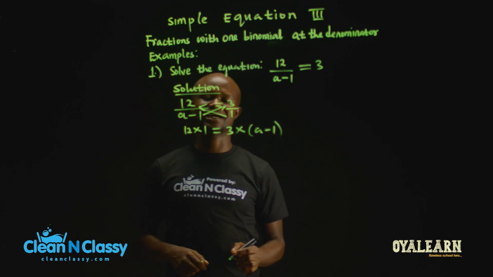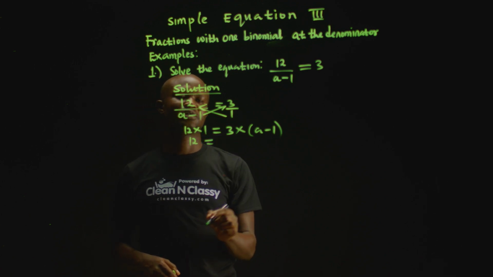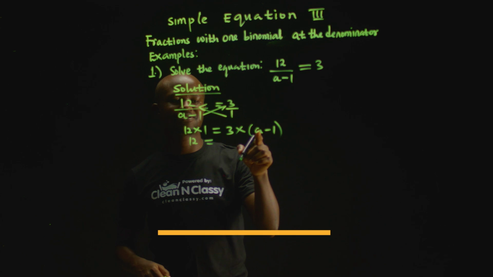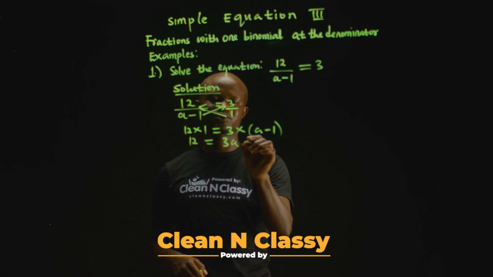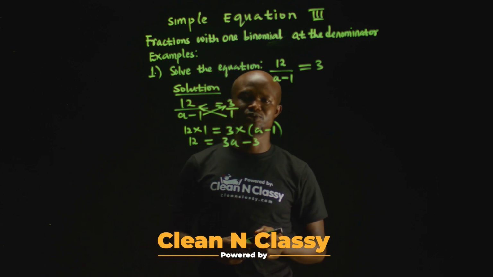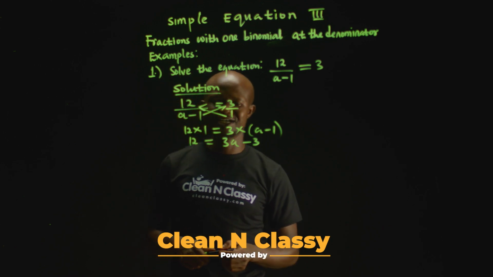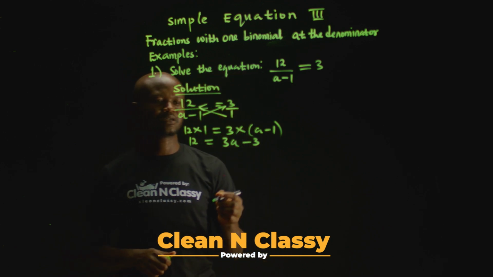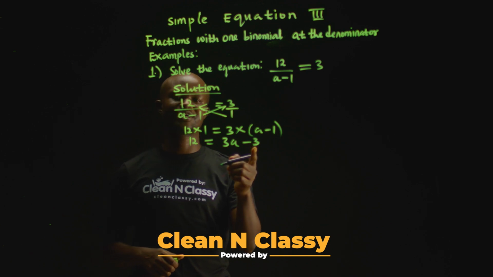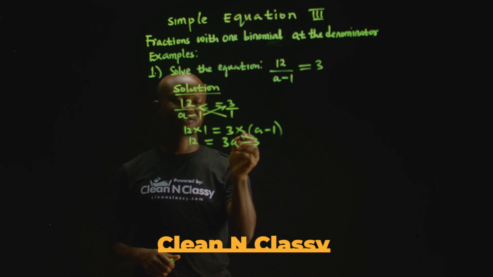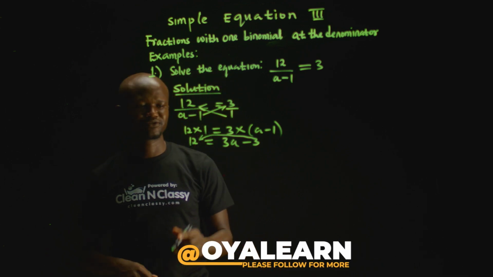So by expanding the bracket, 12 times 1 we have 12, and 3 times a we have 3a, 3 times minus 1 we have minus 3. So the next thing for us to do is to collect the like terms. Collecting the like terms, we can see 12 here. So we have minus 3 here. So this minus 3, we are going to take this minus 3 to the left to meet 12.